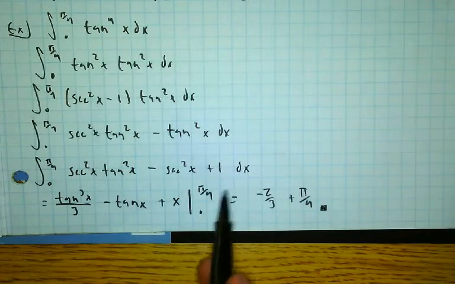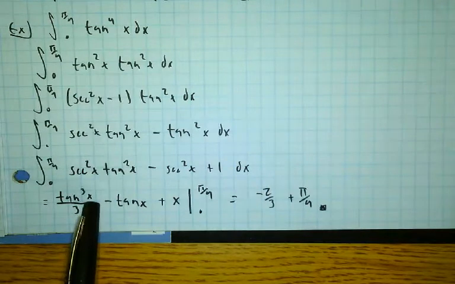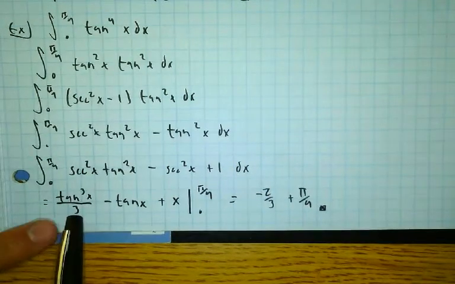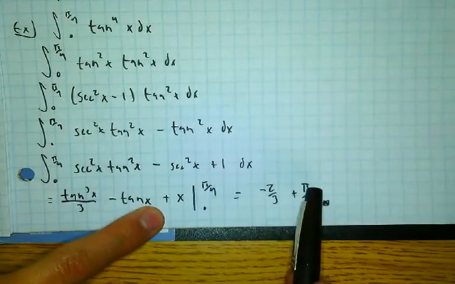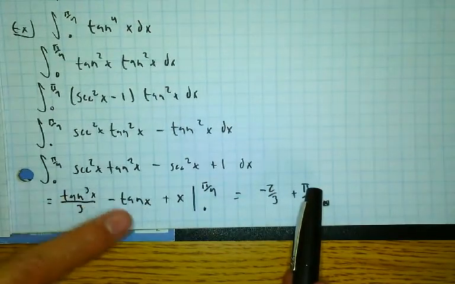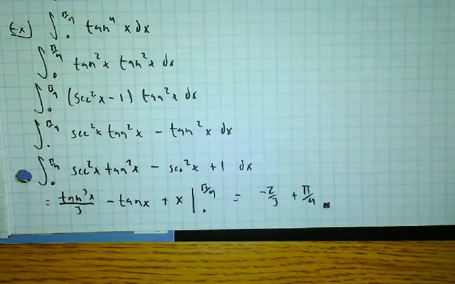Evaluate everything at pi over 4. Hopefully we didn't forget our unit circle. Tangent of pi over 4 is 1 to the 3rd power is 1 divided by 3 is 1/3. Minus 1 gets you this negative 2/3 plus the pi over 4. Tangent of 0 is 0. So your final answer would be negative 2/3 plus pi over 4. Cool? All right. Any questions about that one?